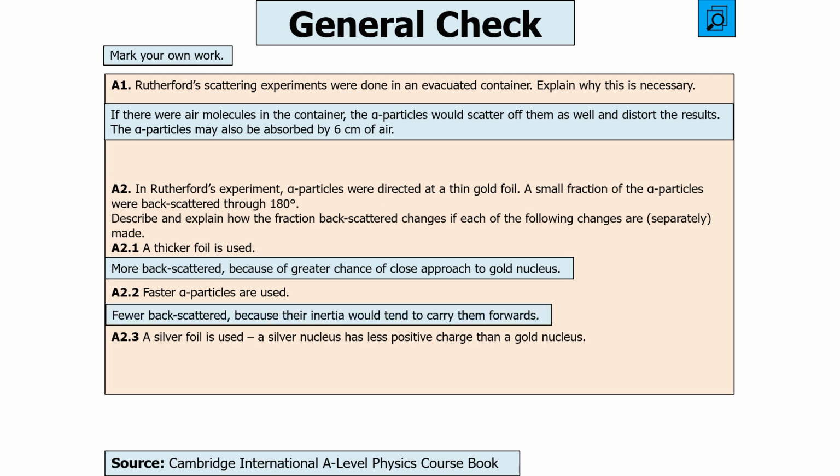If faster alpha particles are used, fewer will get backscattered because they've got a higher velocity, so therefore greater inertia, which will tend to carry them forwards even if they are interacting with the gold nuclei. And if a silver foil is used, fewer will get backscattered because the positive charge of the nucleus is smaller, so therefore the repulsive force between the alpha particle and the nucleus will be smaller.